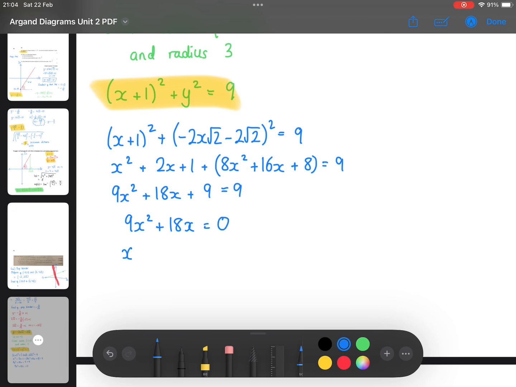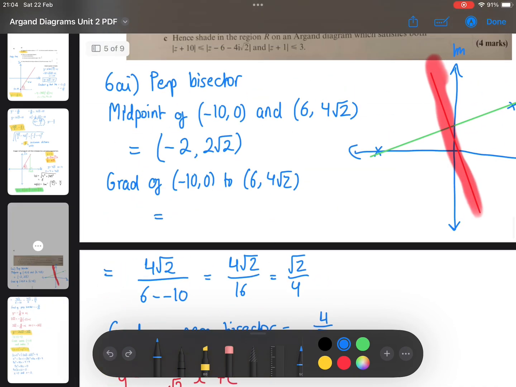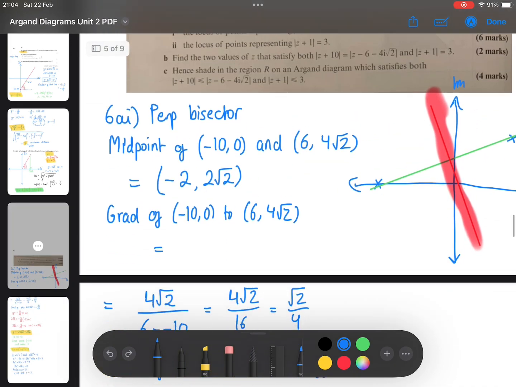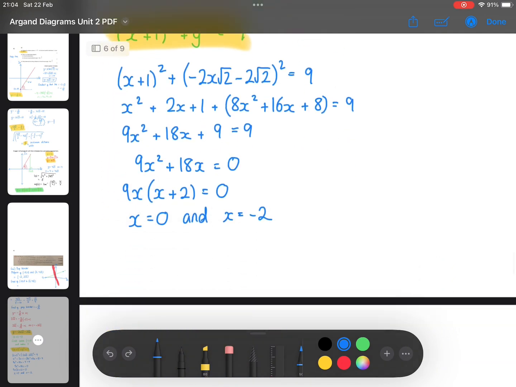So 9x, x plus 2 equals 0. So x equals 0 and x equals minus 2 are the two that we're interested in. And we needed to find, is it two possible complex numbers? Yes, two possible complex numbers that satisfy both of these. So it's good that we ended up with a quadratic here, and that tells us that we're on the right track, as well as the fact that we just had nice values.